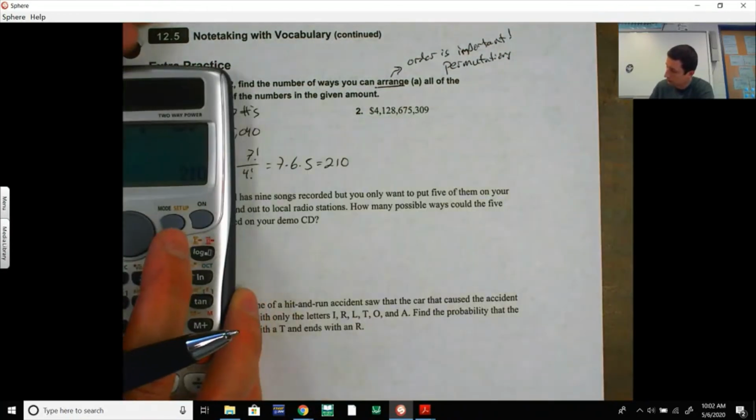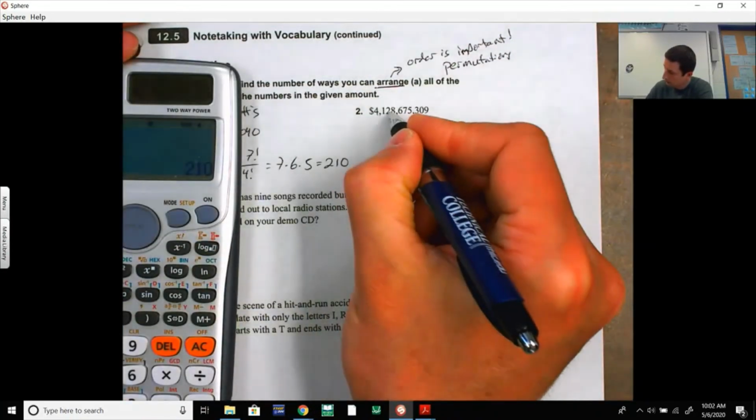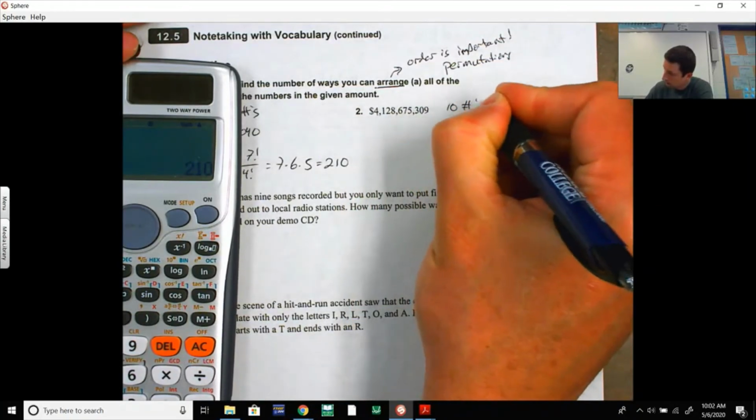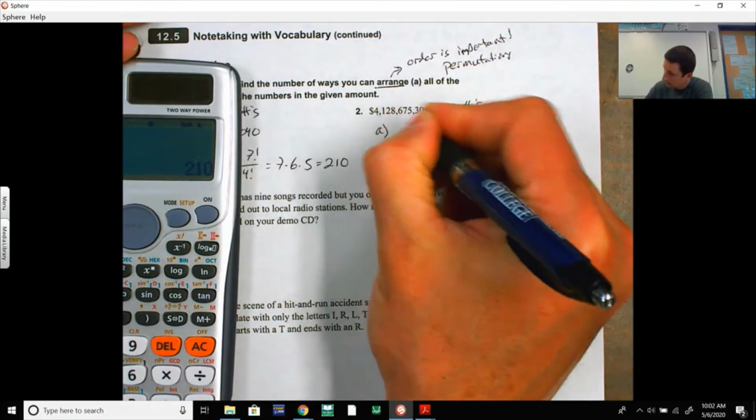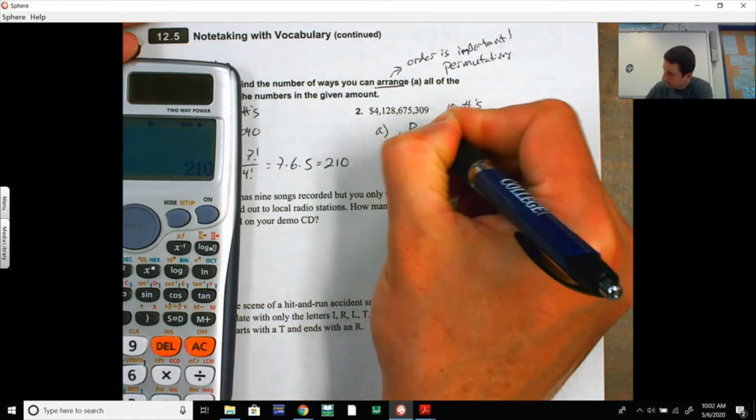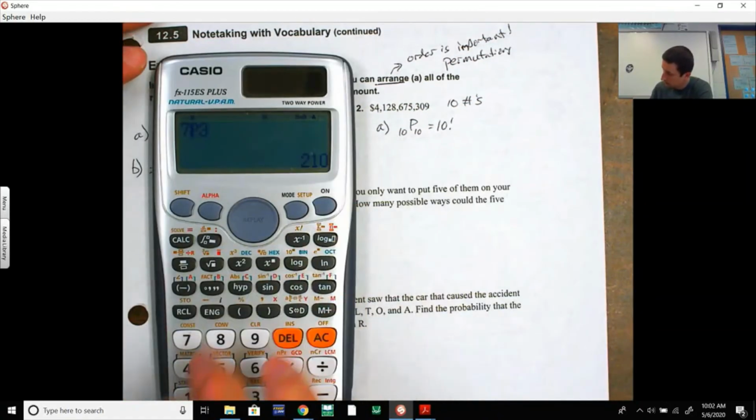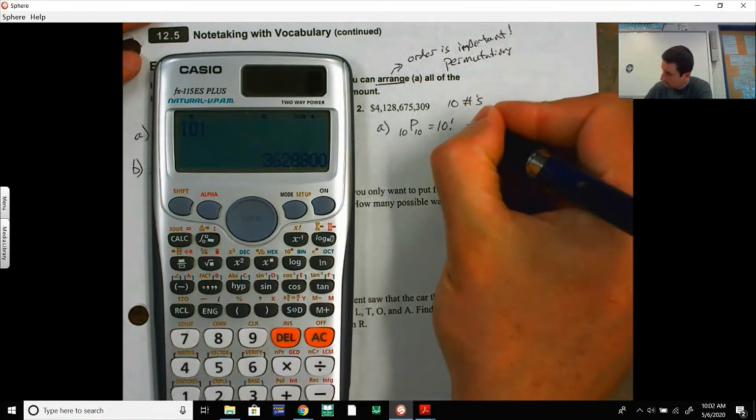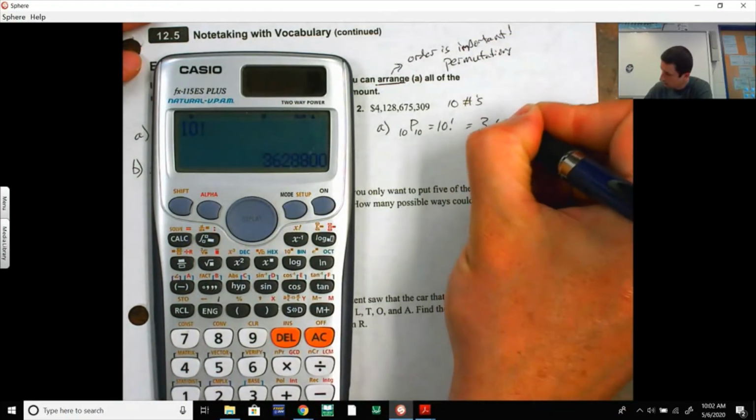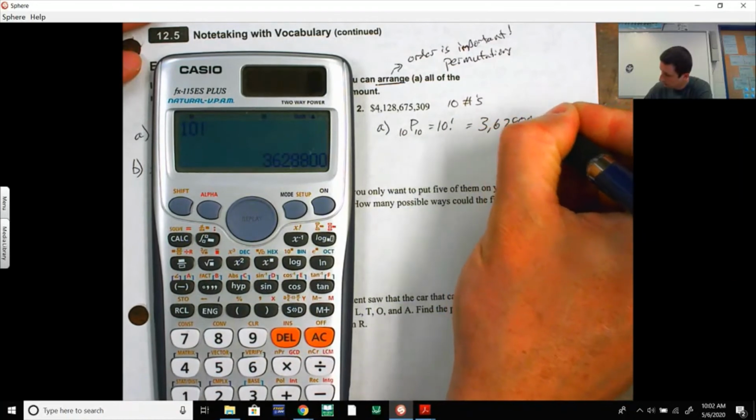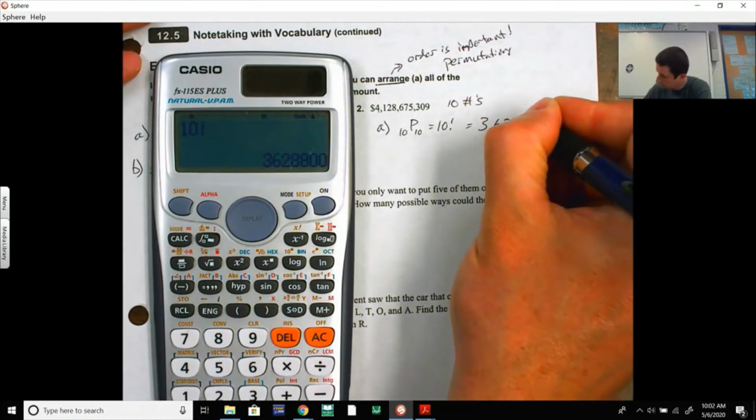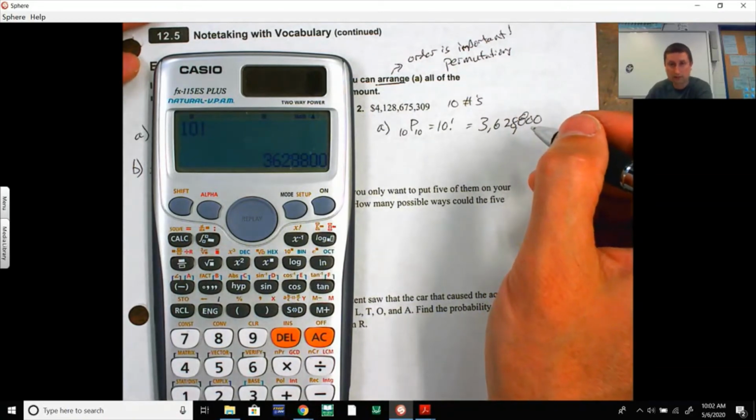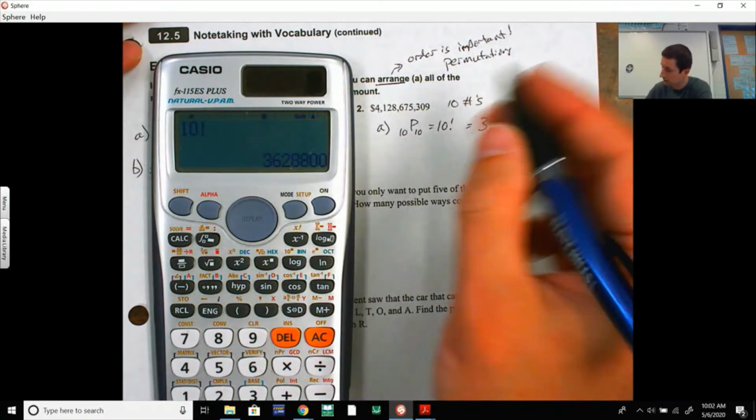Okay, so number 2, we have 1, 2, 3, 4, 5, 6, 7, 8, 9, 10. We have 10 numbers here. So for A, we have 10 permutated 10 times. That is 10 factorial. Big number. That is 3,628,800 different ways to put those 10 numbers.